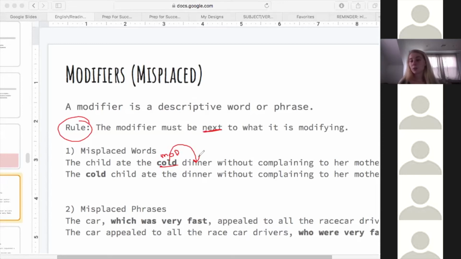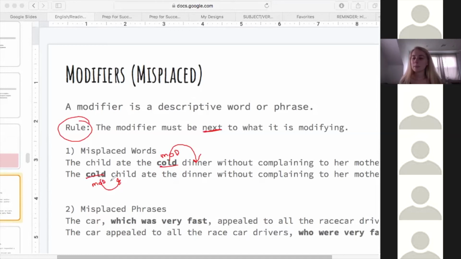Notice now in the next sentence, I have the same exact words, yet I rearrange it slightly. I say the cold child ate the dinner without complaining to her mother. Now, cold is still my modifier, but now it's directly next to the child, meaning that the child is physically cold. Maybe their heater broke, maybe she doesn't have a blanket, maybe she doesn't have a sweater, something like that. So there's always going to be some type of context clue around the sentence. For example, as I mentioned, maybe she doesn't have a blanket or a sweater, maybe the heater broke. Things like that would show that it's a cold child. If maybe the microwave broke or the oven broke or something like that, then that would insinuate maybe that the dinner is cold. So you're always going to need to look for context clues.